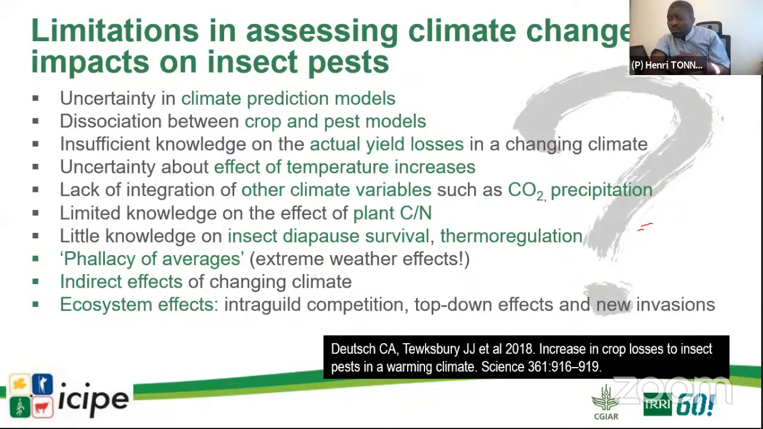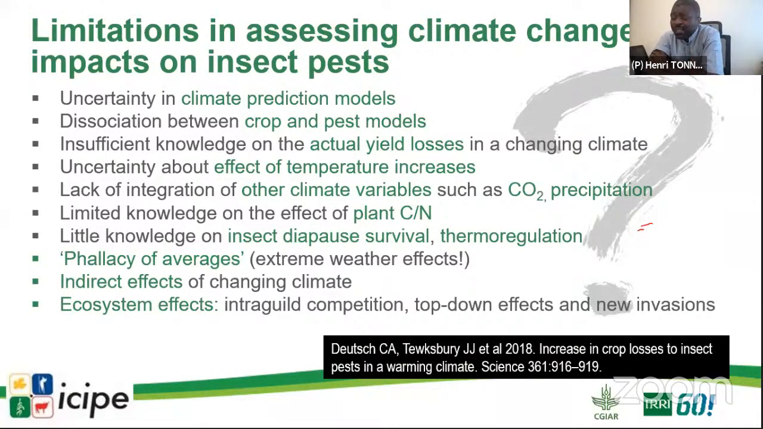and also different changes within nature. A paper published in 2018 in Science by Deutsch et al. used functions to predict the global yield loss in some major grains and showed that there's a potential increase in the global yield loss. And this increase may be due to all those factors that we are talking about.